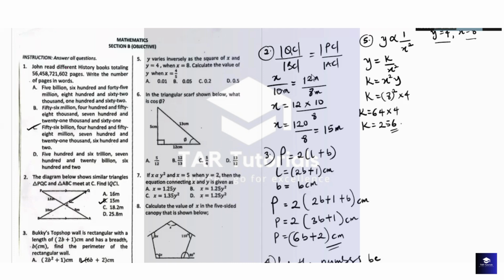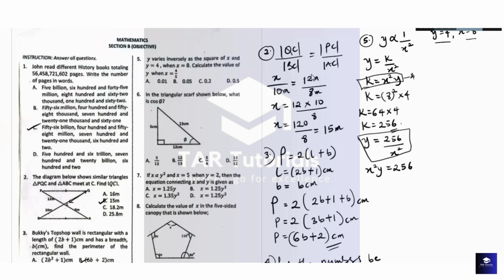Now, we will write the equation connecting x and y by substituting this k back into the equation. So we have k equals x squared y, therefore y is equal to 256 over x squared. We can decide to use this, or we can use the other one, x squared y equals 256. Whichever one you want to go for, there's no problem.